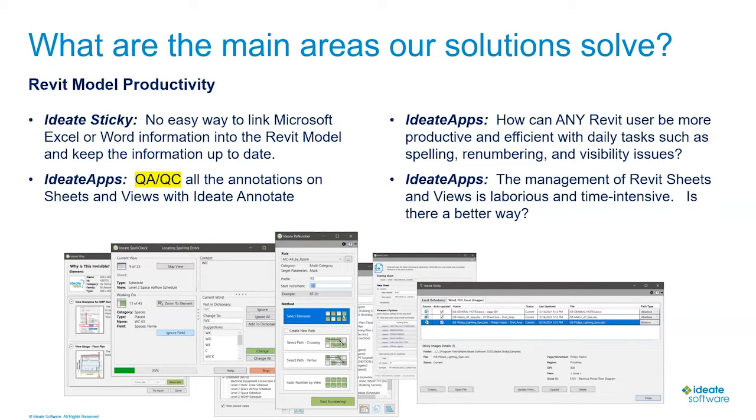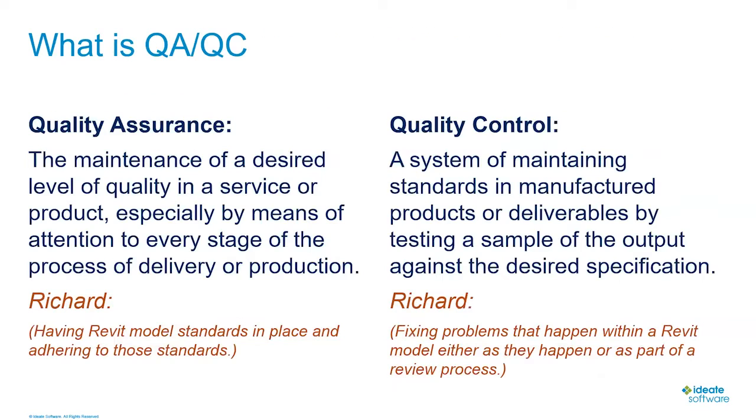But Ideate Sticky allows you to link PDF, Word, and Excel documents into the Revit model. And then Ideate Apps is a collection of 10 productivity tools for all users. So again, there are some definitely QA, QC processes, but I'm going to focus on those other solutions.